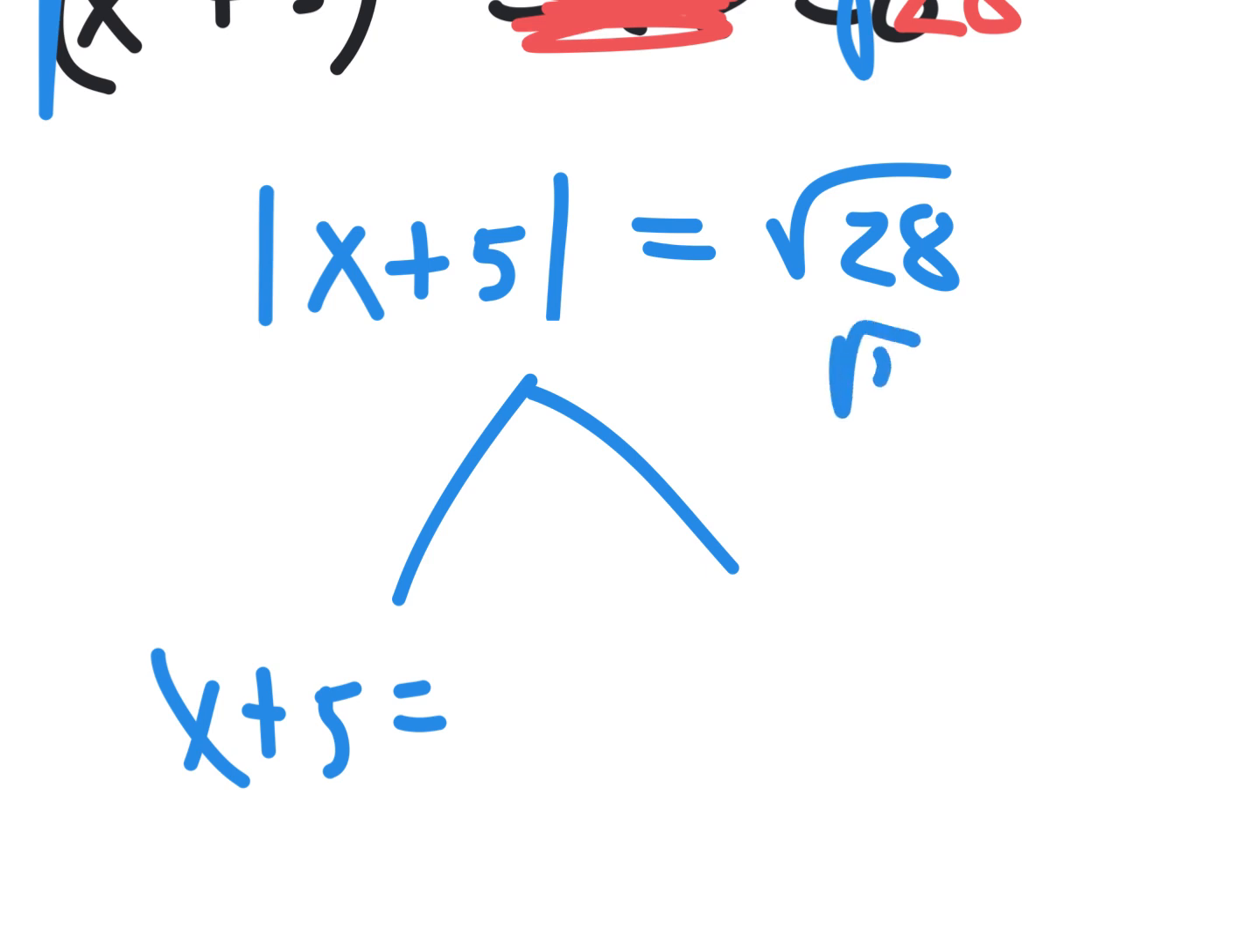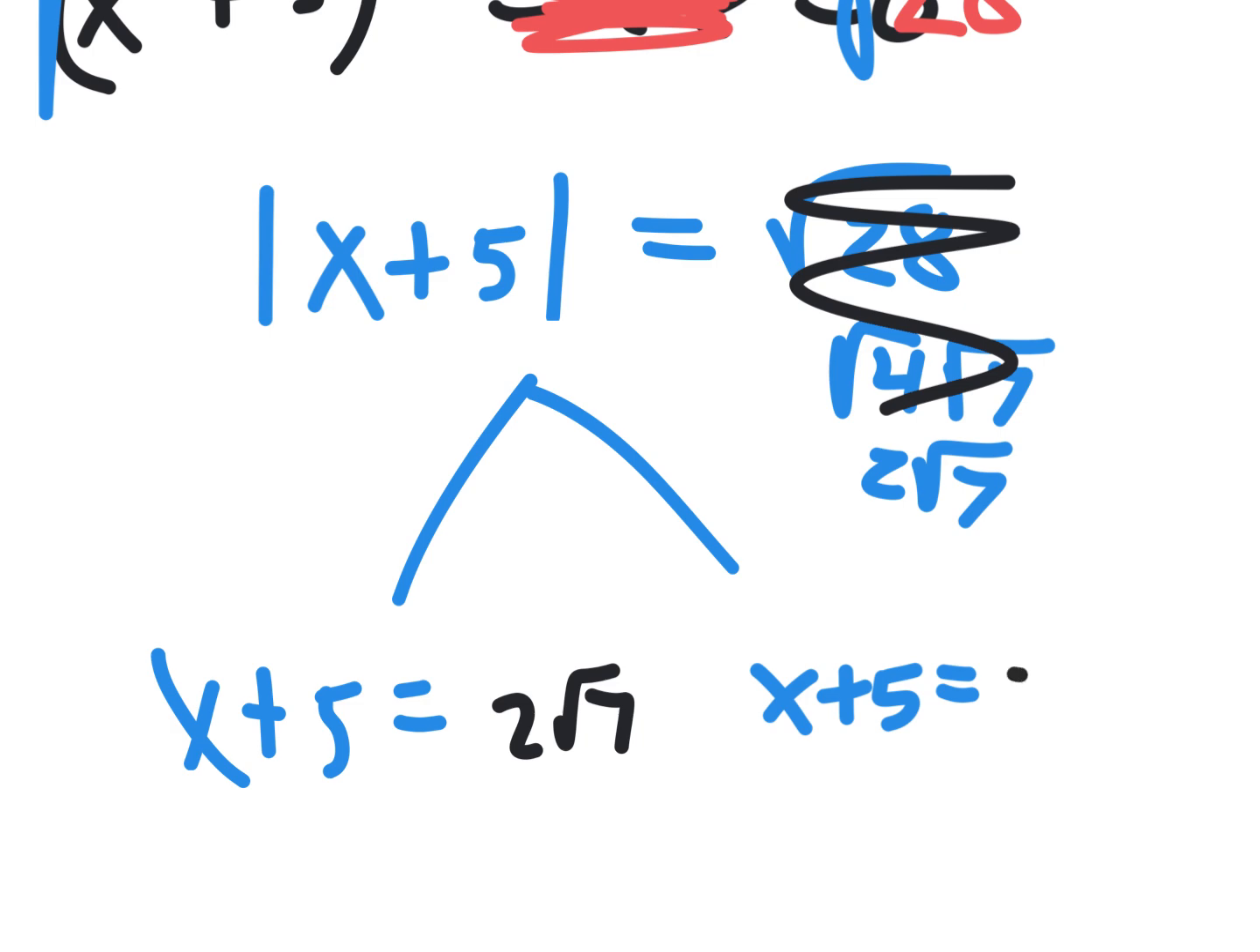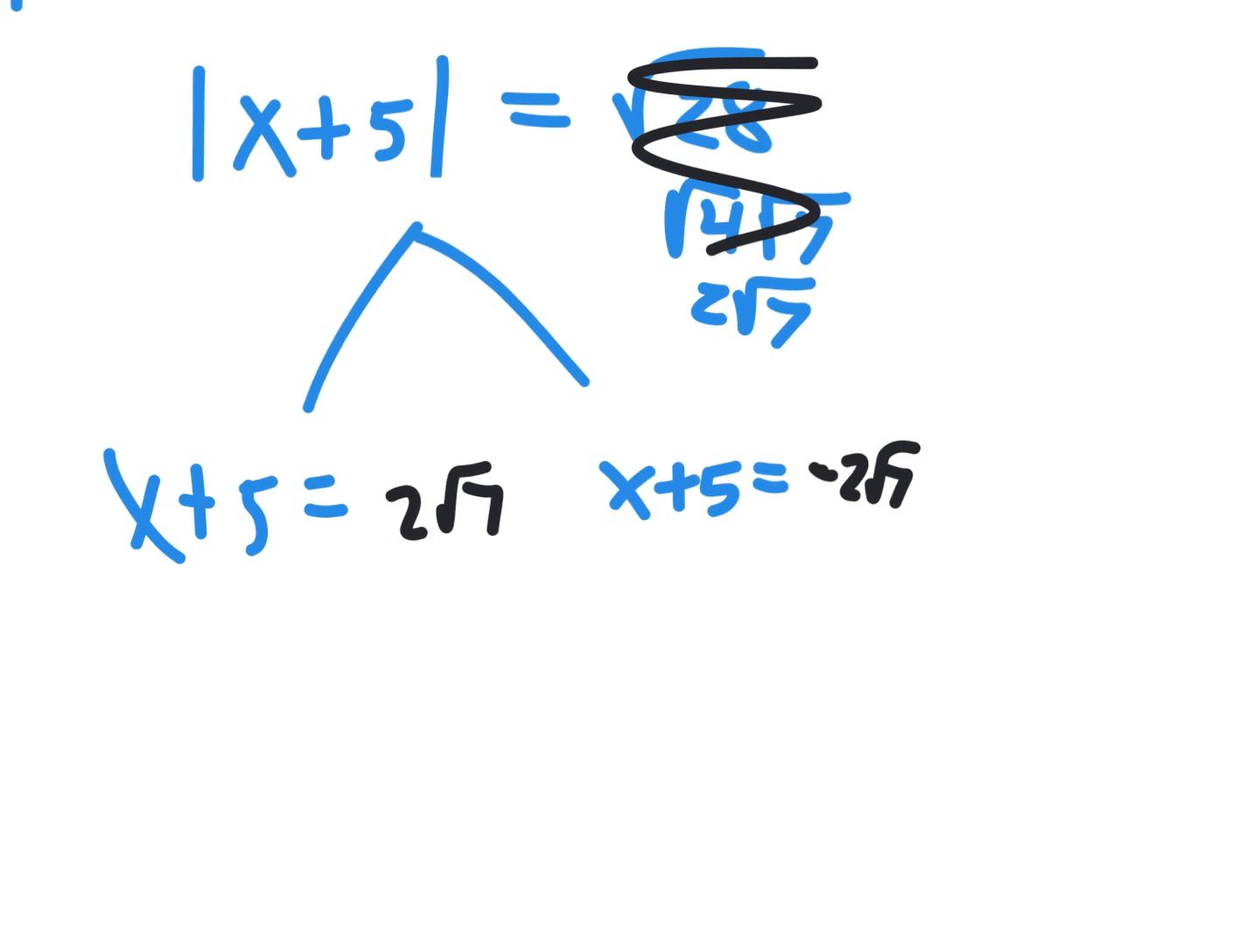Why do I care? Because root 4 is going to be a perfect square. 4 times what is 28? So then it's really 2 root 7. Yeah, you have to do that. You can't leave your answer not reduced. So square root of 28 would have to change to 2 root 7. So now, x plus 5 is 2 root 7, and x plus 5 is negative 2 root 7. And now you just have to subtract 5 from both sides, and you've got it.